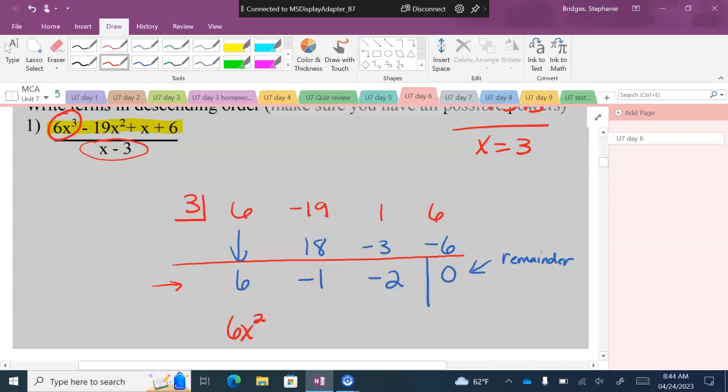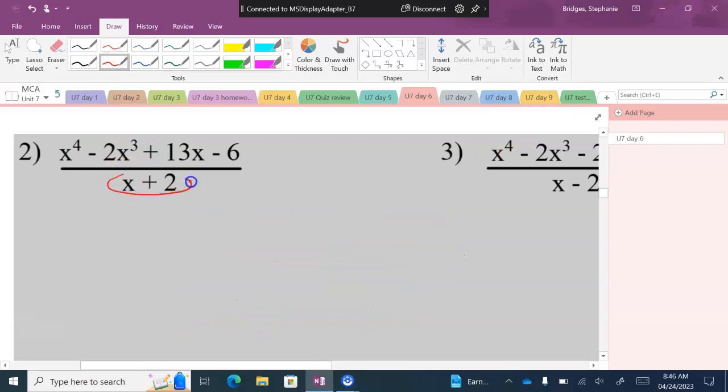And then you just go in descending order from there. A negative 1x. And then my constant term is negative 2. And because my remainder is 0, I don't have to write plus the remainder over the divisor. I just leave my answer as 6x squared minus x minus 2.